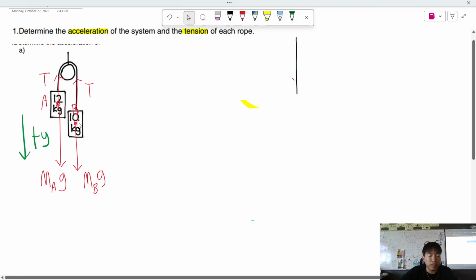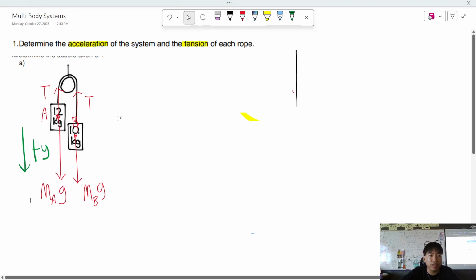And then for object B, we're calling the 10 kilogram object B. It's got tension going up and force of gravity going down, okay? Force of gravity for us is just MBG. We're going to say that towards the bottom of the screen or the page is the positive y, okay?